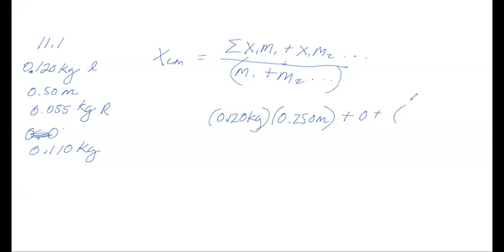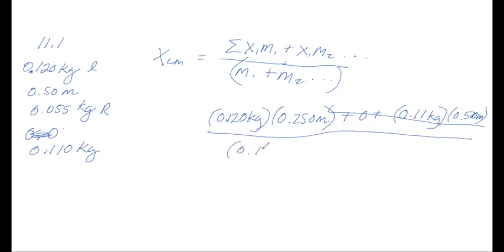Plus the right is going to be 0.11 kgs times 0.500 meters divided by 0.120 kgs, that's the bar, plus 0.055 kgs, that's at the left end, plus 0.11 kg. And we are going to get a value of 0.298 meters.